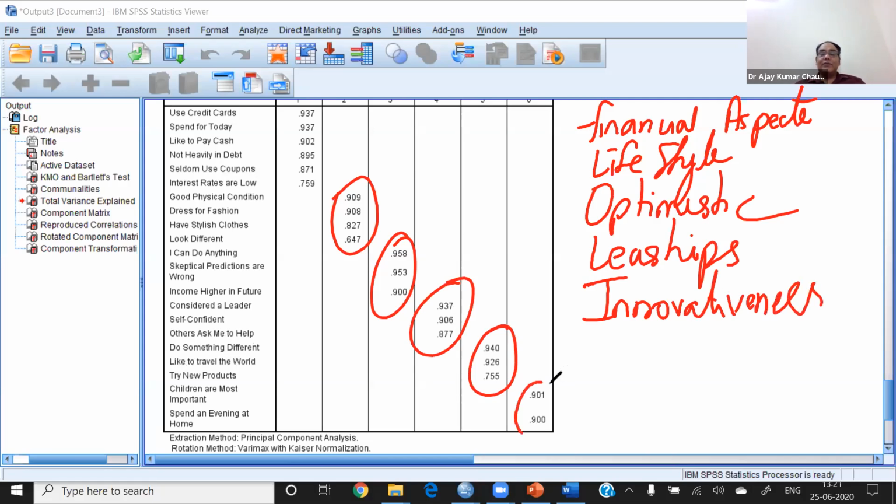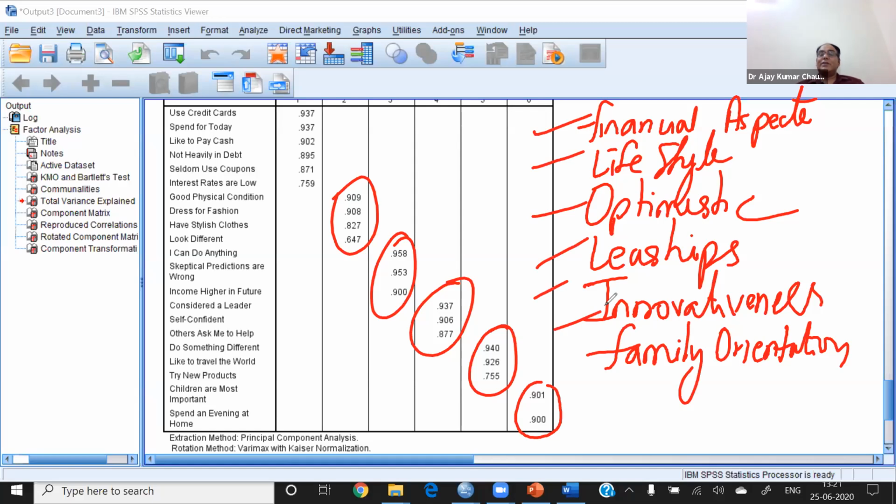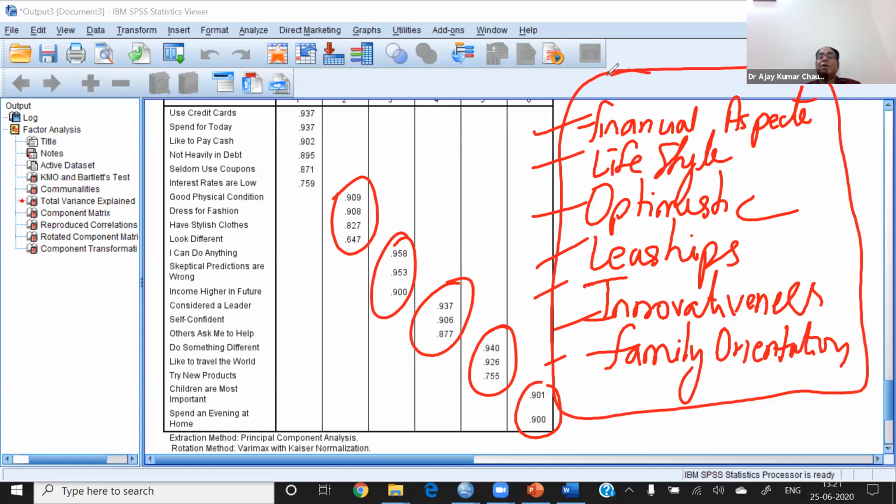And the last factor is children are most important, other spend evenings at home. So it is called family orientation. So in this way, we can find out the factors, we can name the factors on the basis of discussion. And now I want to save all the factors and give names to them. So how to save them? I'm telling you. So financial aspect, lifestyle, optimistic, leadership, innovativeness, family orientation.